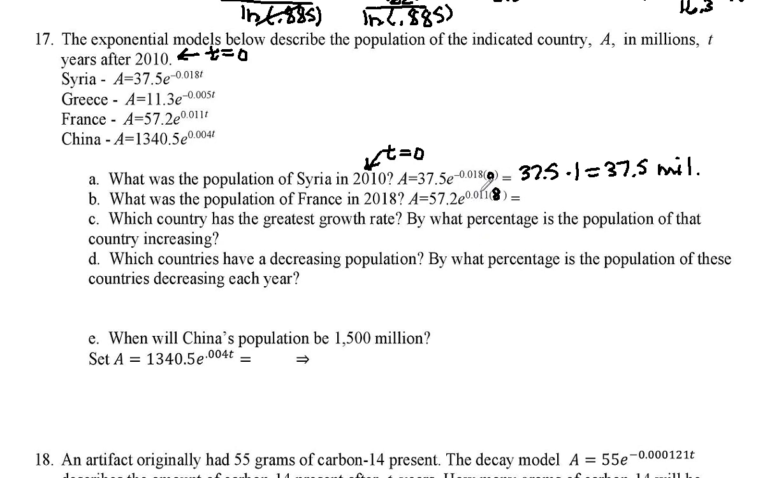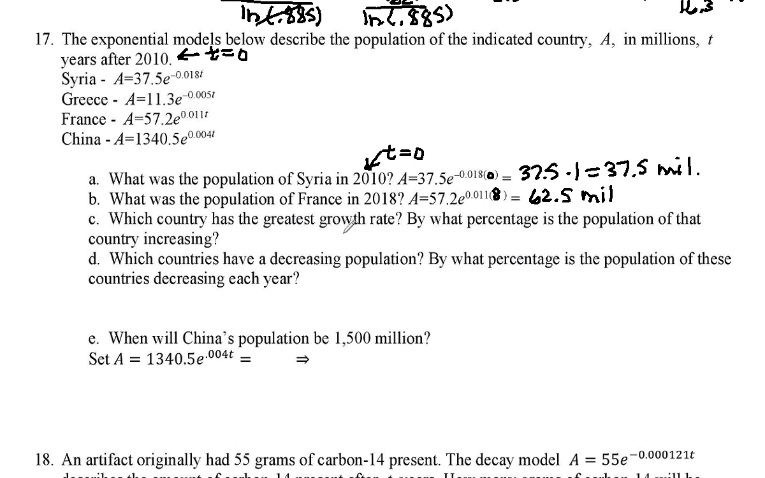So 8 times 0.011 is 0.088. And if you plug that in, you get, I had already done this ahead of time, 62.5 to one decimal place, and that's million. So the population of France increased from 57.2 to 62.5.